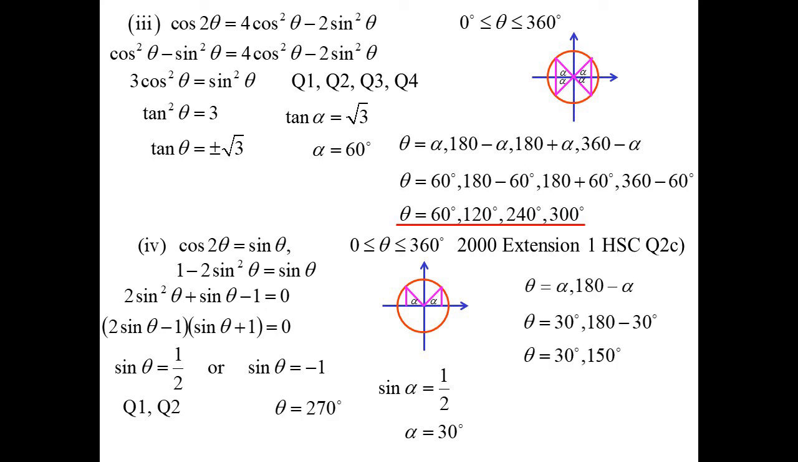Sine theta is -1. That's a boundary value, -1. So I'm just thinking of my graph. That'll be at 270, I think, 270. Yes, 270. Combine it all together, and we get 3 answers for that particular one.